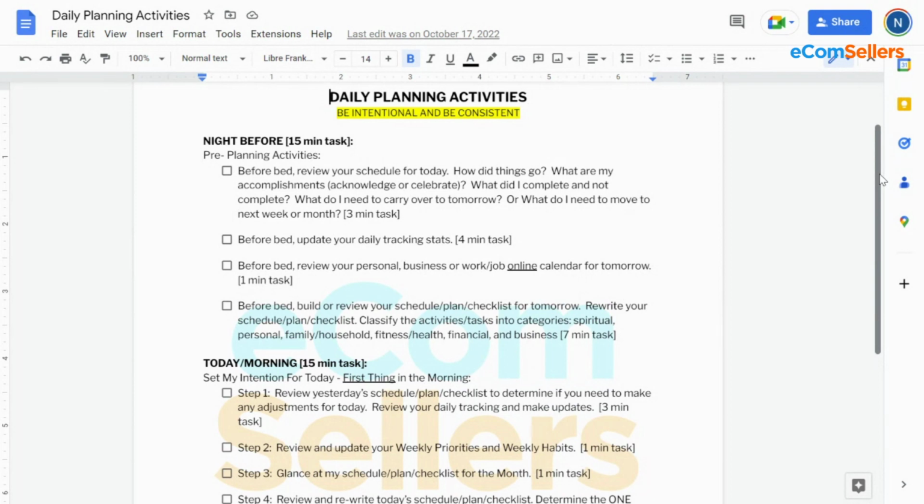The next one is to review your weekly priorities and the weekly habits that you're working to build. And then next is to glance at your monthly calendar. So the monthly calendar that you built for your life and your business for this month of February, you're into the first full week of February. February only has 3 full weeks and 2 partial weeks. So you're into the first full week of February.